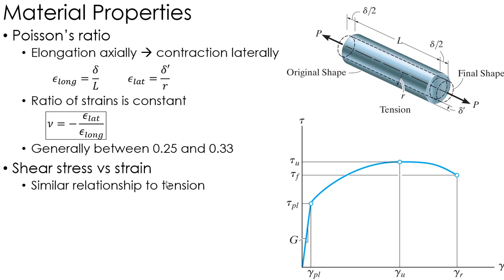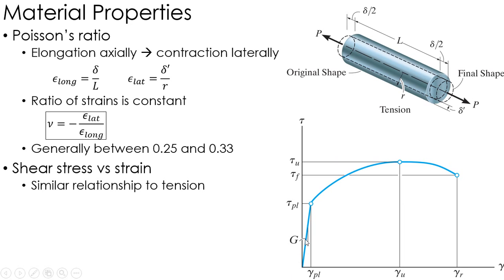The other thing is we can also have a stress-strain curve in terms of shear, and it will have a very similar looking plot, where I plot the shear stress tau versus the shear strain gamma. Similarly, it'll have an elastic range, and then it'll have strain hardening, and then it'll wind up breaking.